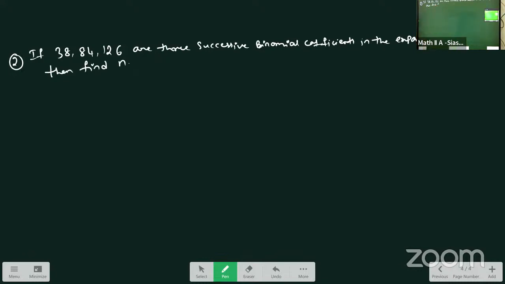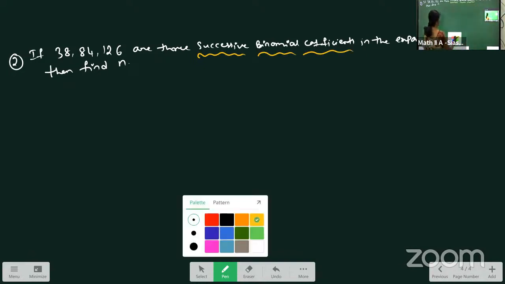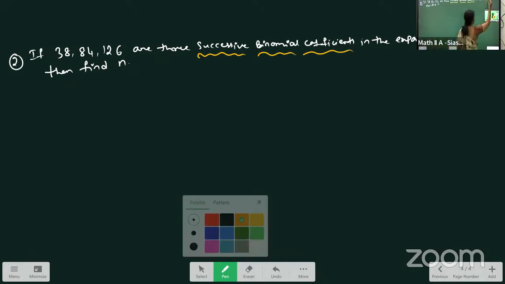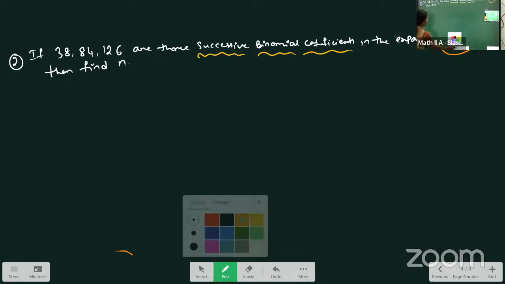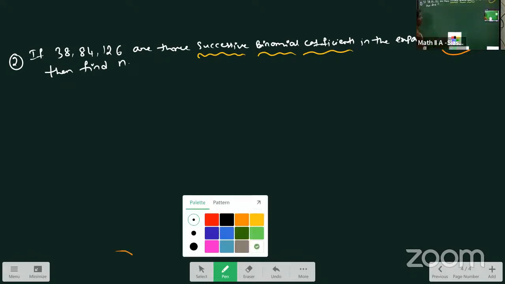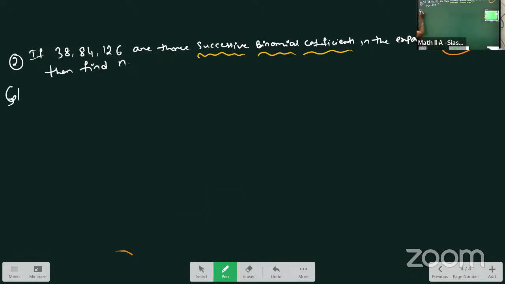In the previous question, he clearly mentioned second, third, fourth terms of the expansion. But here the hint is successive binomial coefficients of this expansion. So before going to that, we should know the expansion of 1 plus x whole to the power n. So the solution goes like this.